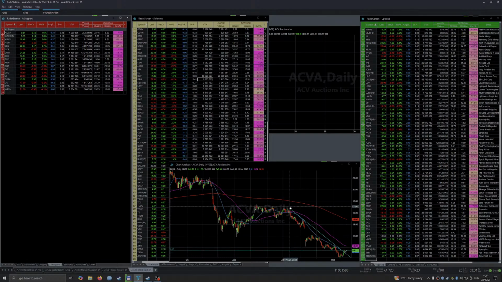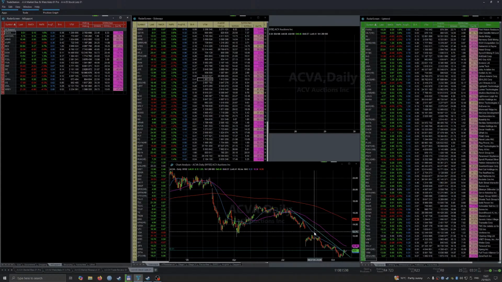It also broke this trend line. You can see since the beginning of July, the stock has not broken this trend line until now. So that's another good sign.